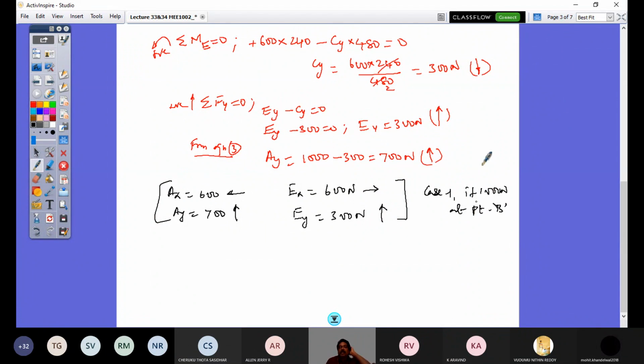If you have done this, you get 5 marks. And also you are asked with the second case. So what is the second case? It is if 1000 Newton is applied at point D. So if it is applied at point D in this same frame, let us look at the same frame. The same frame.